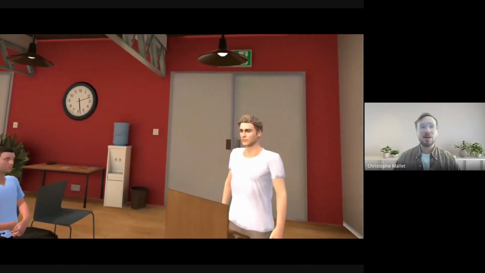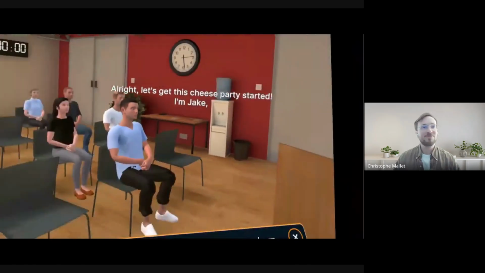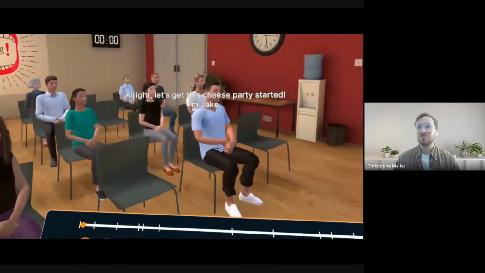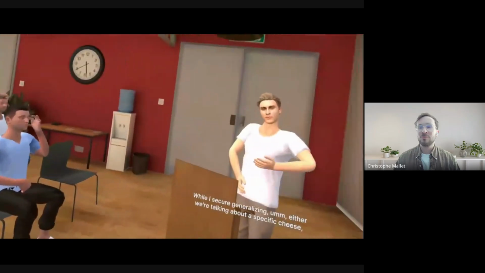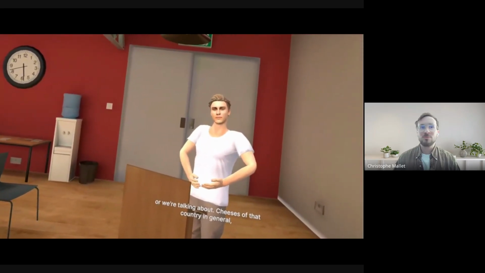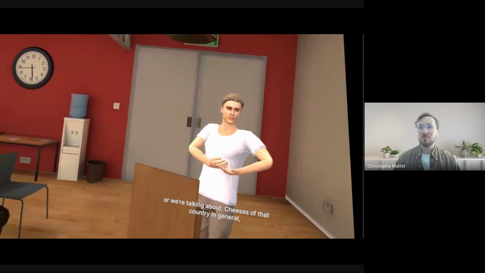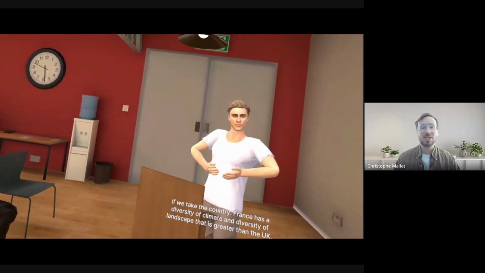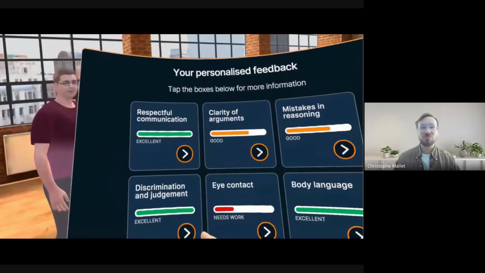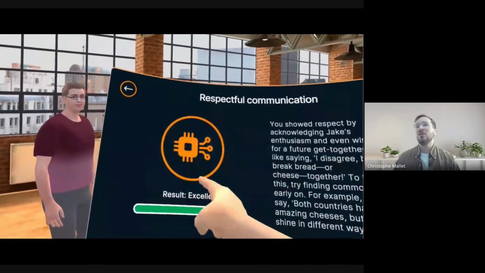Now we're going to the role play, the Bodyswaps, sorry. Let's get this cheese party started. All right, say, that's... But a specific cheese, or are we talking about cheeses of that country in general? If we take the country... So you can watch your performance back from the perspective of Jake in that case. Climate. And then finally, you get access to the feedback.